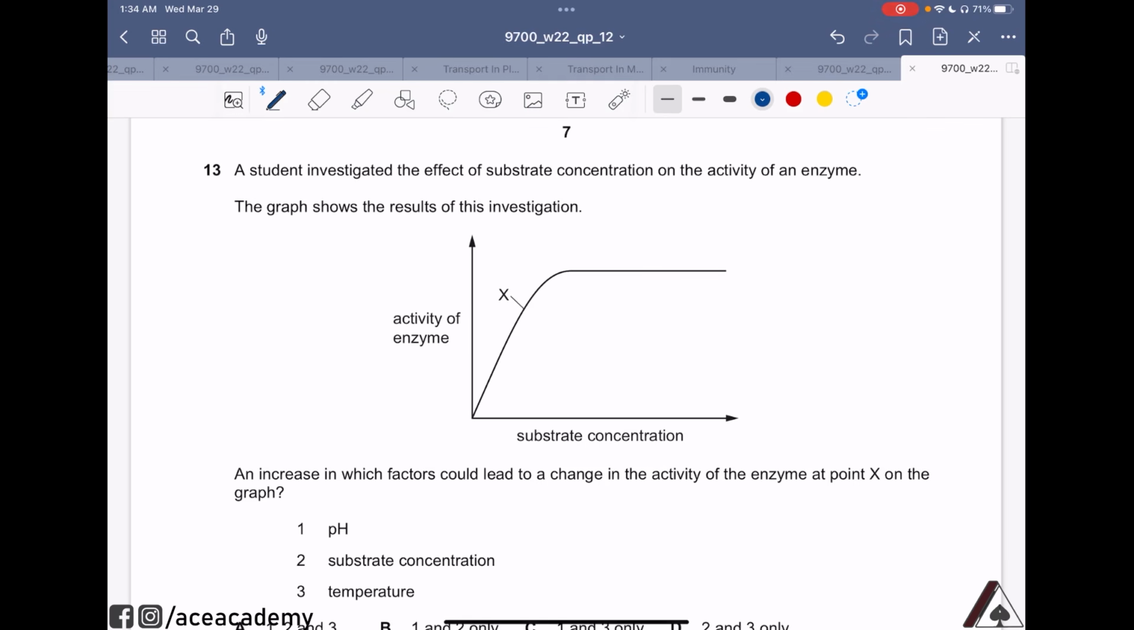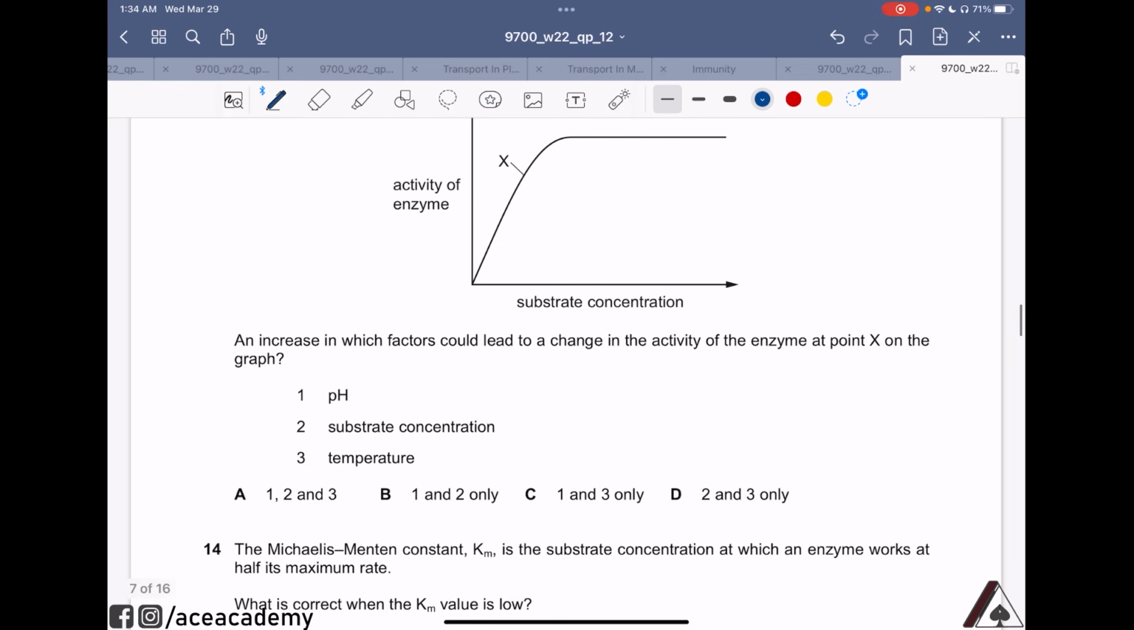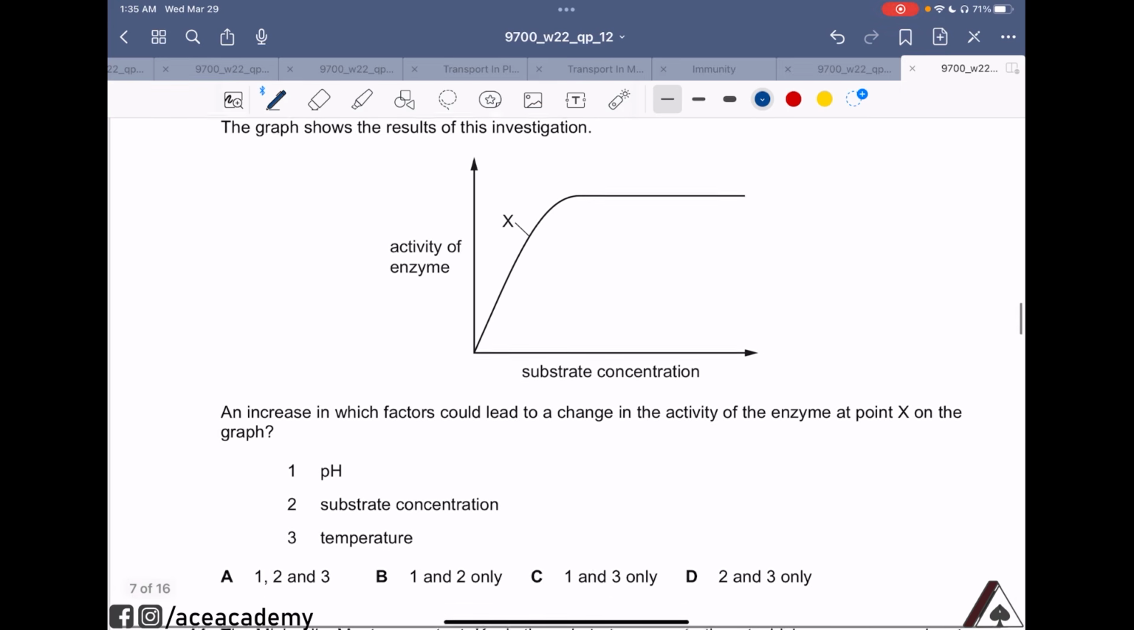A student investigated the effect of a substrate concentration on the activity of an enzyme. The graph shows the results of this investigation. An increase in which factors could lead to a change in the activity of the enzyme at point A on the graph? Number one, pH.